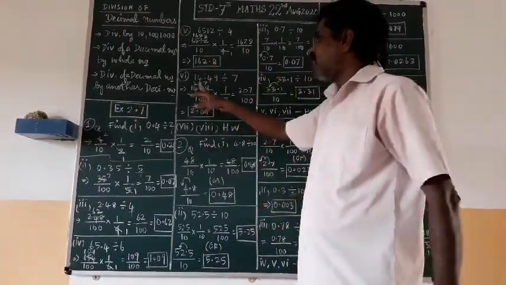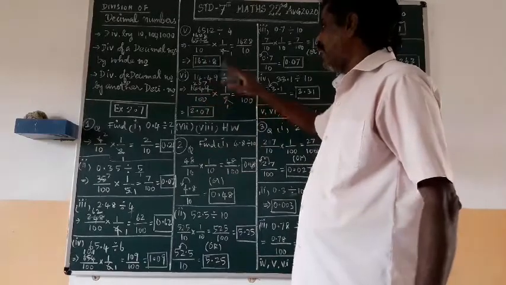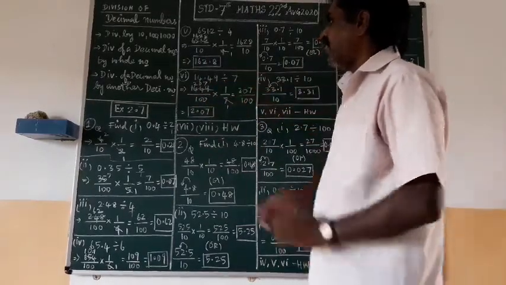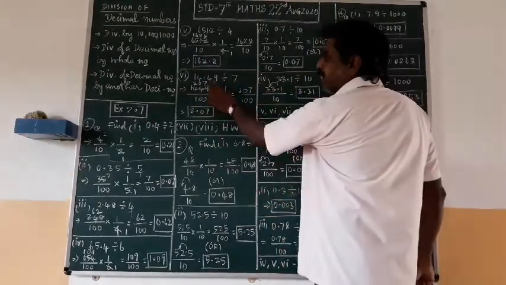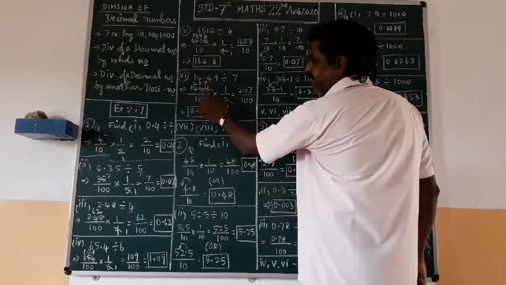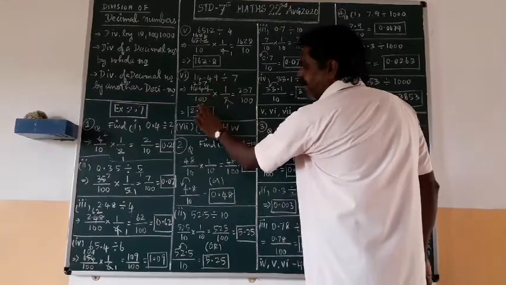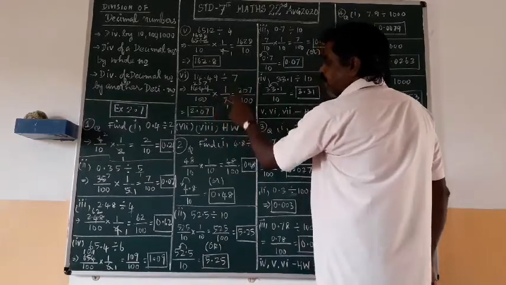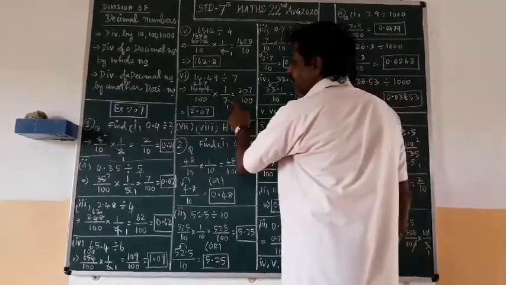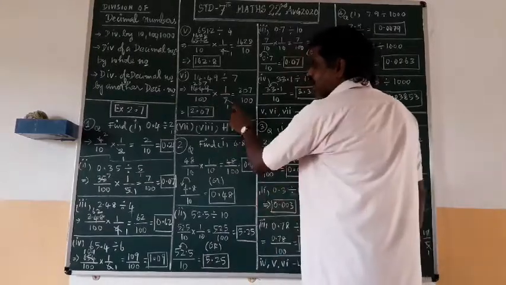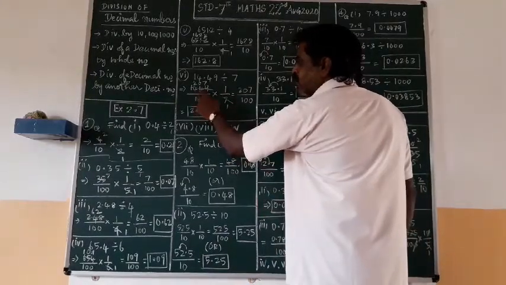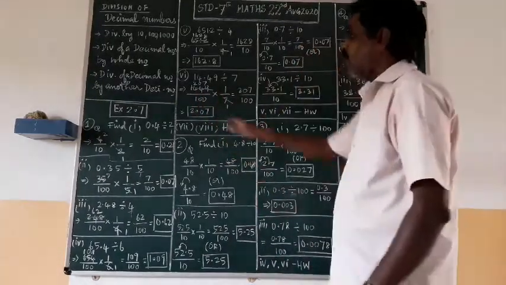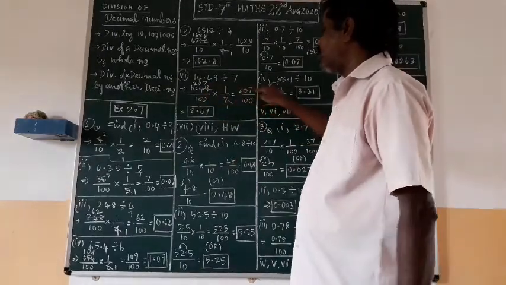Sixth problem you see, 14.49 division of 7. Then immediately I am removing the decimal. 1449, 2 digit is there upon 100. Then into, this is reciprocal, so into 1 upon 7. Then we check 7 can directly divide this one. 7 one time, 2 time, 0 time, 7 time. So multiply 207 into 1, 207.